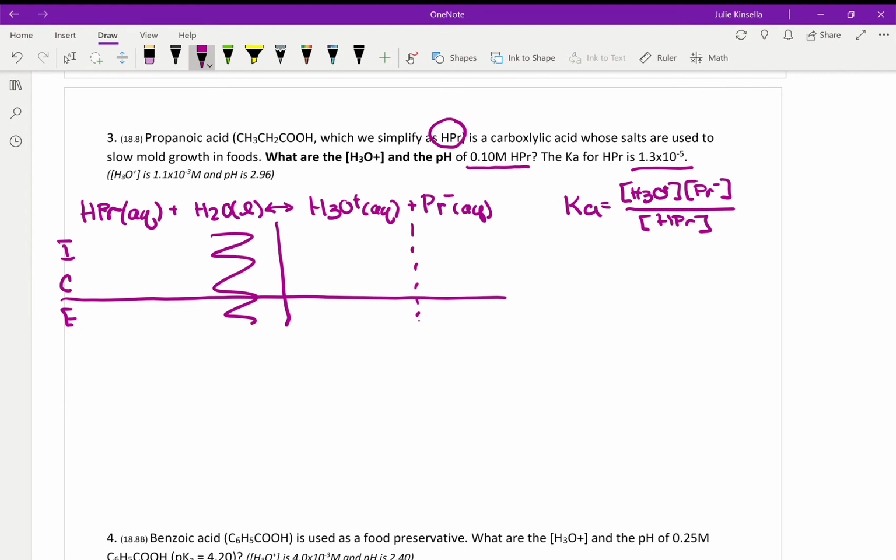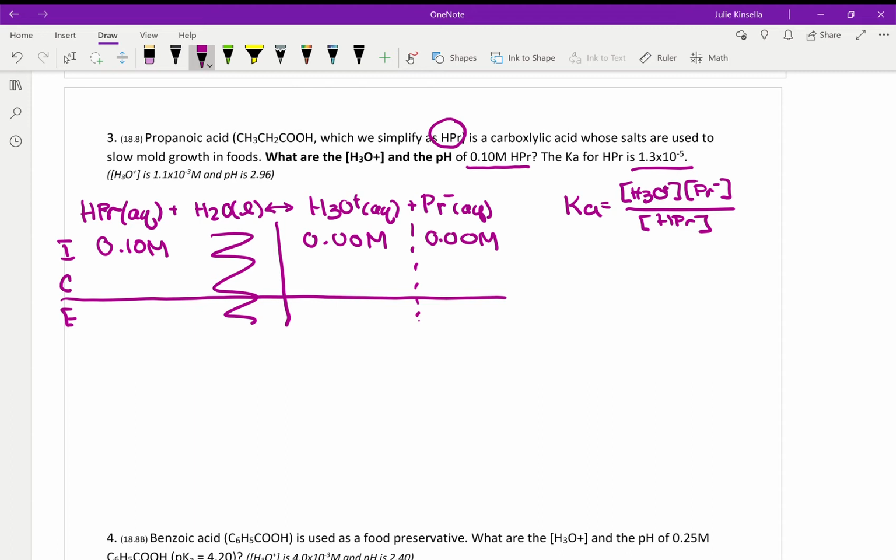Filling in our initial information, we know our concentration is 0.10 molar of our weak acid. Our hydronium we're going to say is starting at 0, knowing that the amount of hydronium from the autoionization of water is going to be less than 5%. And we also know that before the weak acid ionizes, the concentration of its conjugate base, the negative ion, is going to be 0.